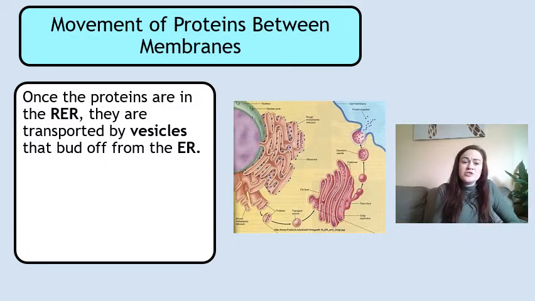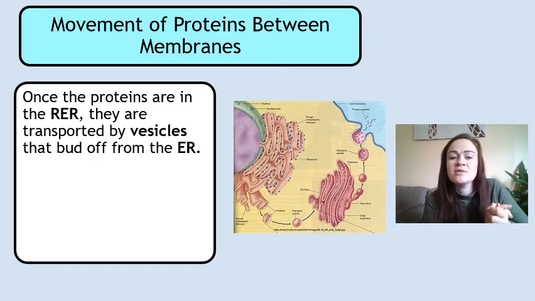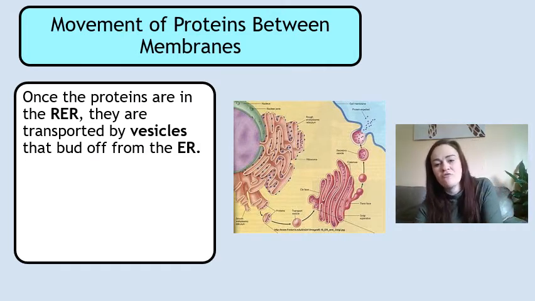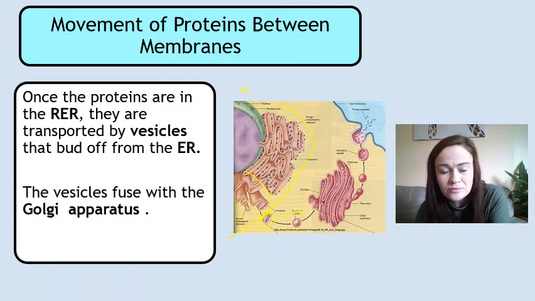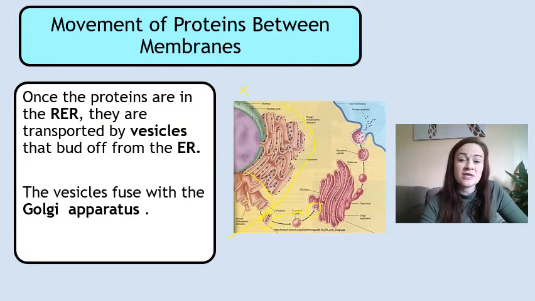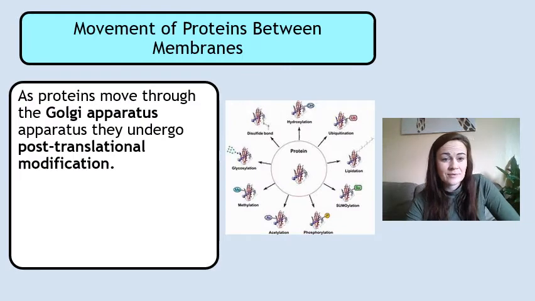Right, when the proteins are in the RER, they're transported by vesicles that bud off from the ER. If we look here, we've got our nucleus there, our rough endoplasmic reticulum here and our smooth endoplasmic reticulum there. What you can see is a vesicle forming and budding off and moving towards the Golgi apparatus. When it gets to the Golgi apparatus, the vesicle fuses with the membrane of the Golgi apparatus and releases its contents into the Golgi apparatus.